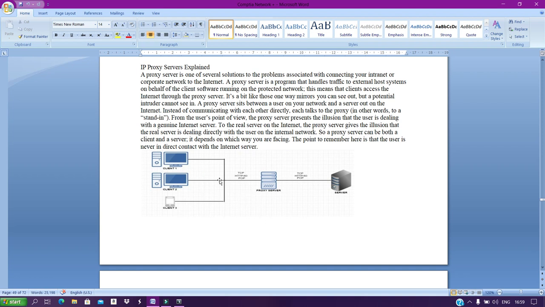So here is a picture, and it shows a proxy server here in the middle, and here's the server then, I suppose, out on the internet.